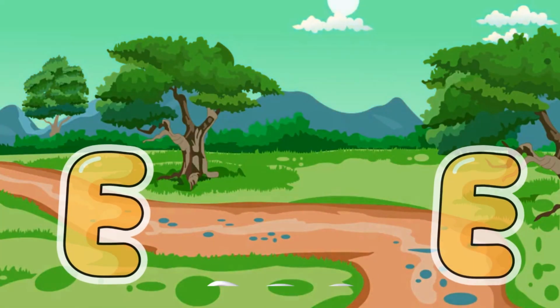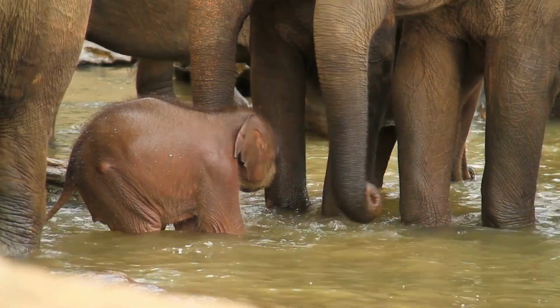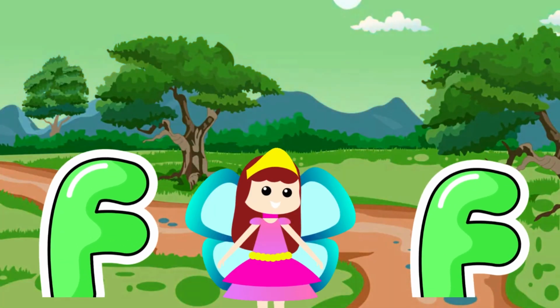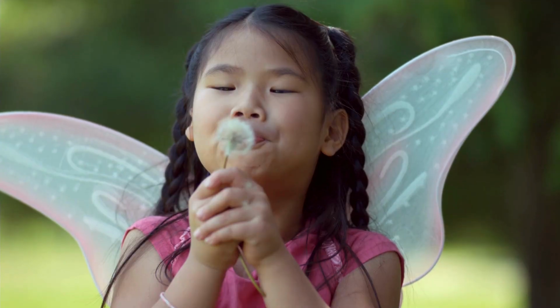E is for elephant, E, E, elephant. E is for elephant. F is for fairy, F, fairy. F is for fairy.